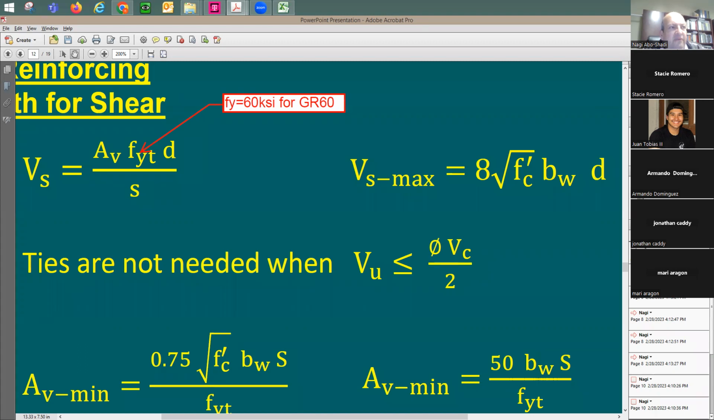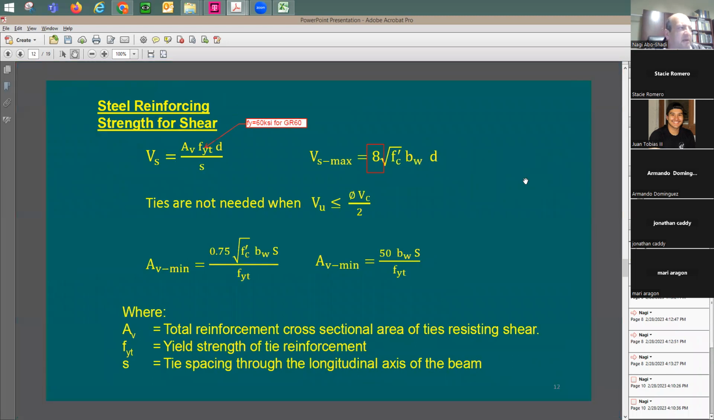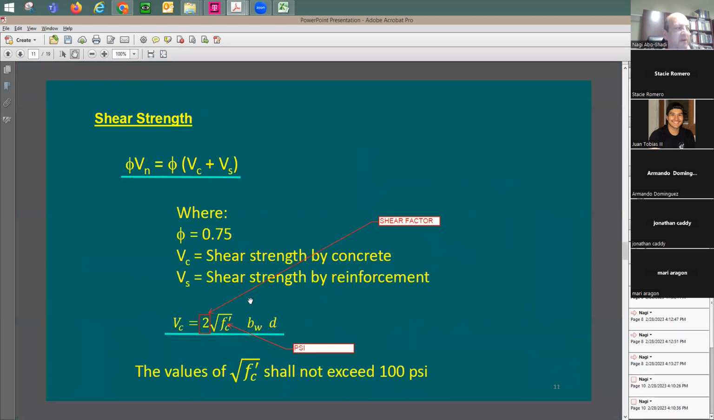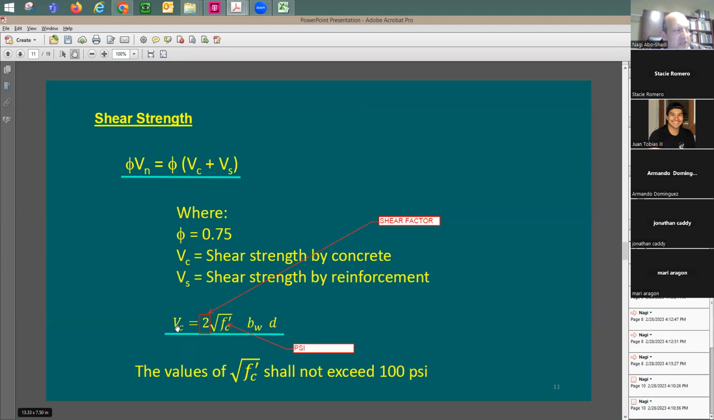And if you look here at the shear factor, it's going to be equal to 8, for the maximum shear strength provided by steel. So when you look at this 8, the square root of f'c, b times d, compare it to the previous one, the concrete strength, it shows 2. So the shear factor here is 2, and the shear factor here is 8. Which means the code is limiting the steel strength for ties to roughly 4 times the shear strength by concrete.